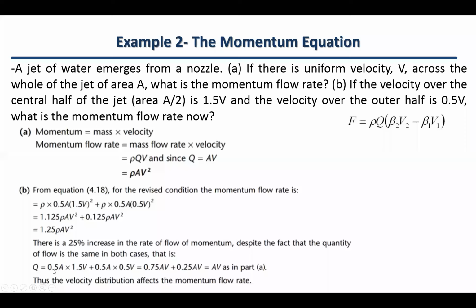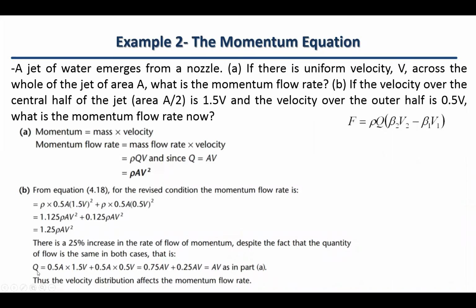For the inner side, it's 0.5 A, half of the area, times the velocity 1.5 v, plus 0.5 A times 0.5 v, because the velocity in the outer area is half v. Altogether, the first term is 0.75 A v, and the second term is 0.25 A v. So the sum of these two is equal to A v. It's 3/4 and 1/4, altogether 1 A v.